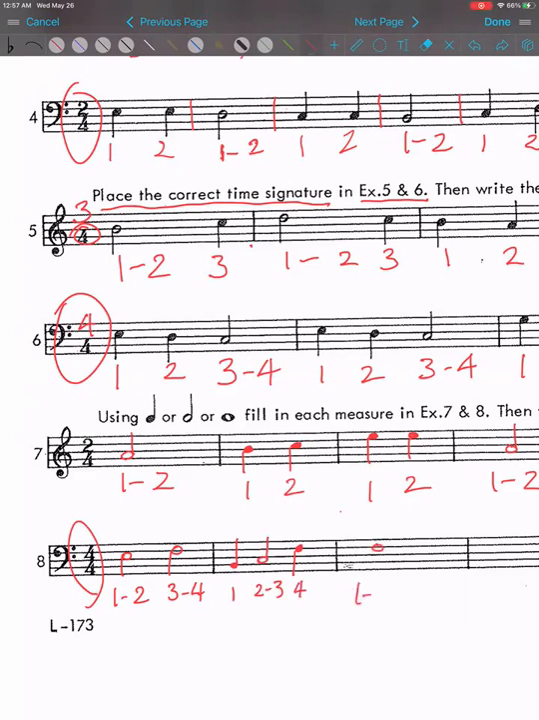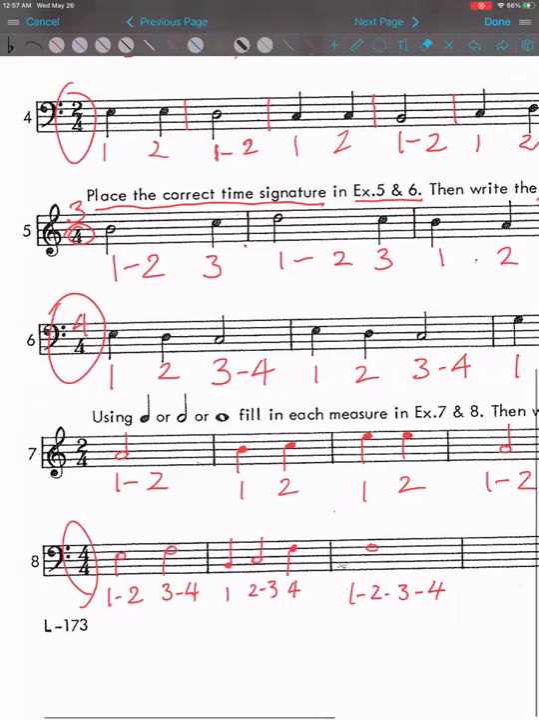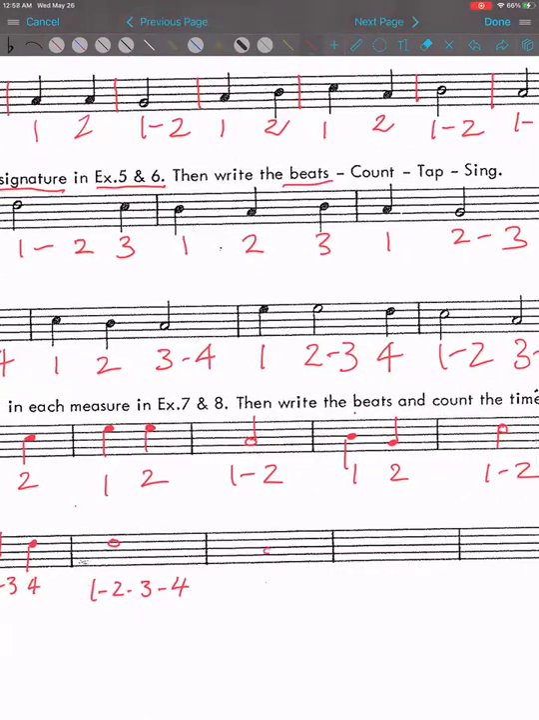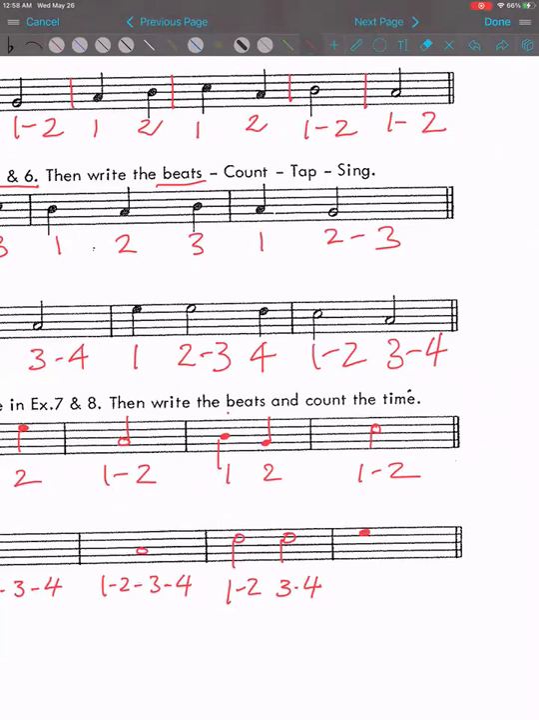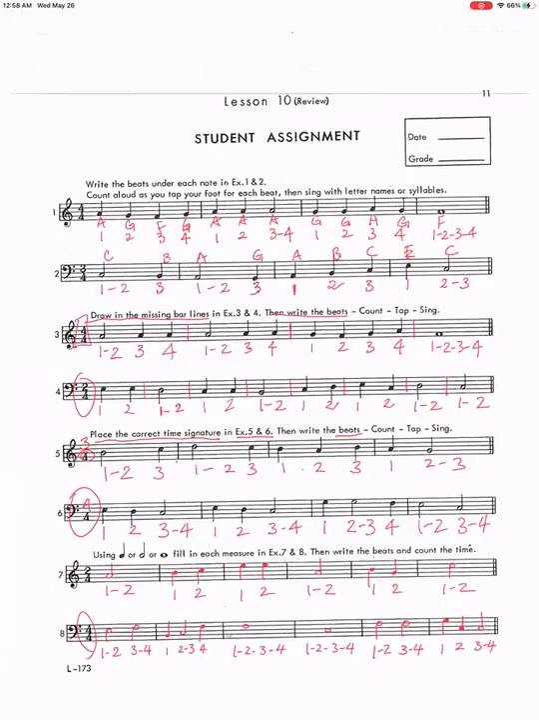Yay, 1-2-3-4. You can do another whole note. 1-2-3-4. Some half notes here. 1-2-3-4. And then G, C. 1-2-3-4. That's the complete writing of lesson 10. I'll see you in the next video.